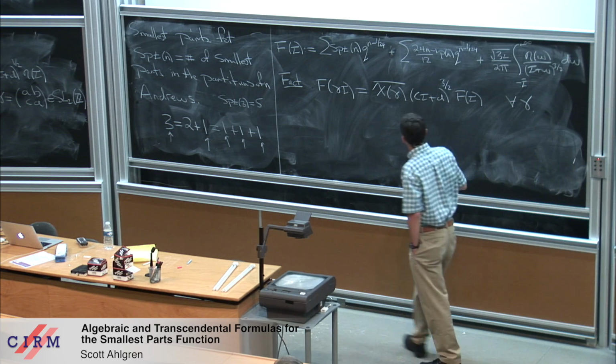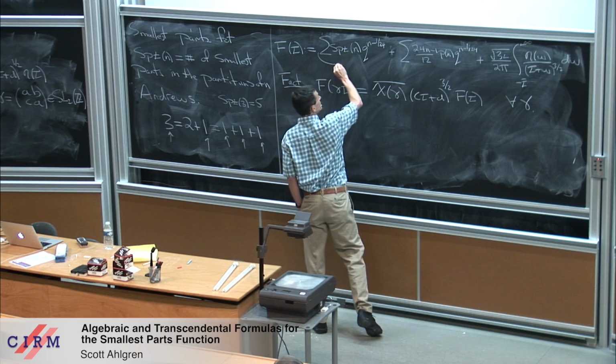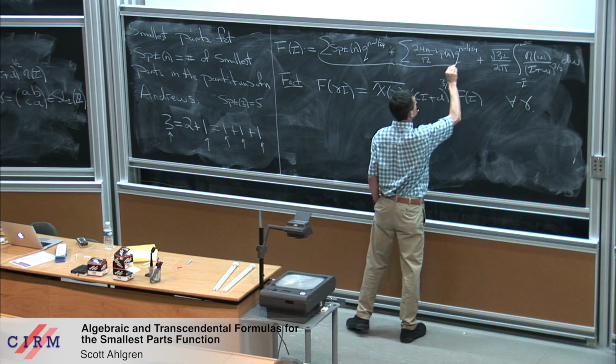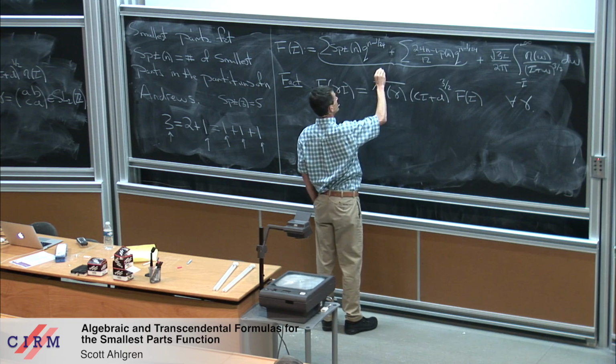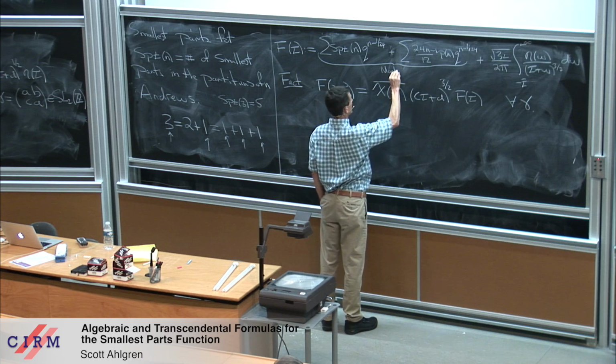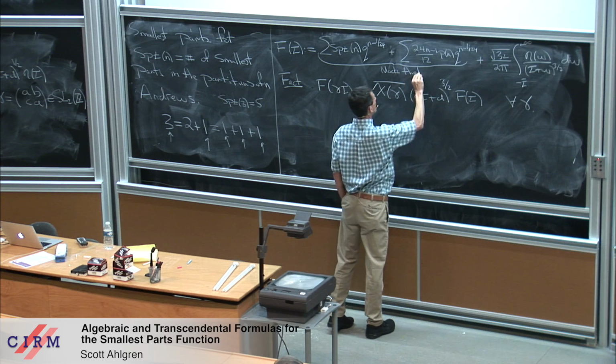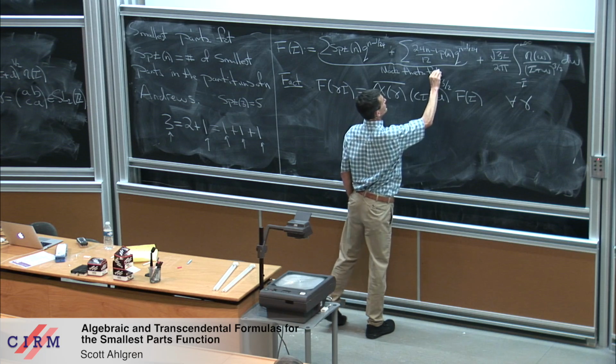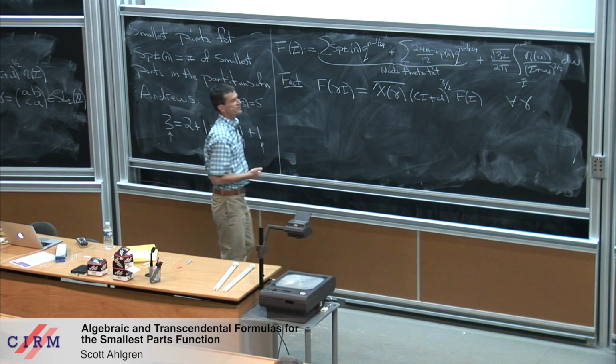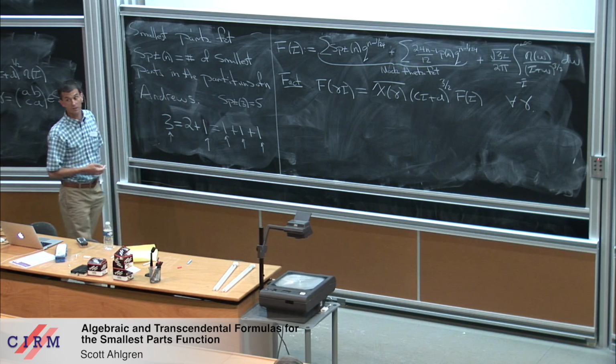Right, and so this part here is something that we've heard about several times during this conference. This is a mock theta function of weight 3/2. And it's one of the nicest ones I know, particularly because the shadow is the nicest modular form I know, which is the eta function.